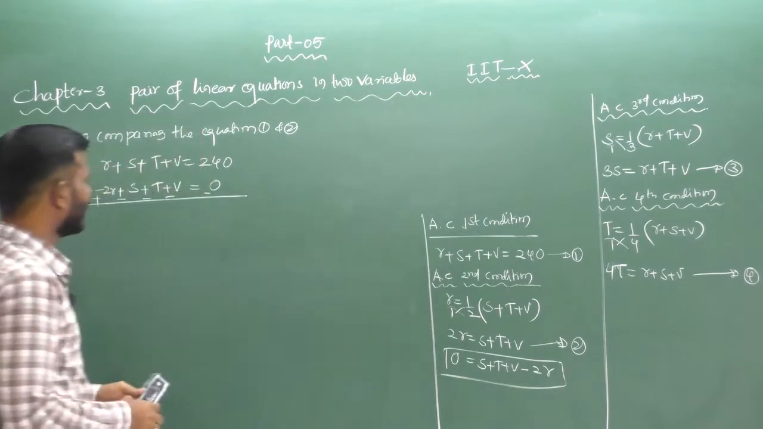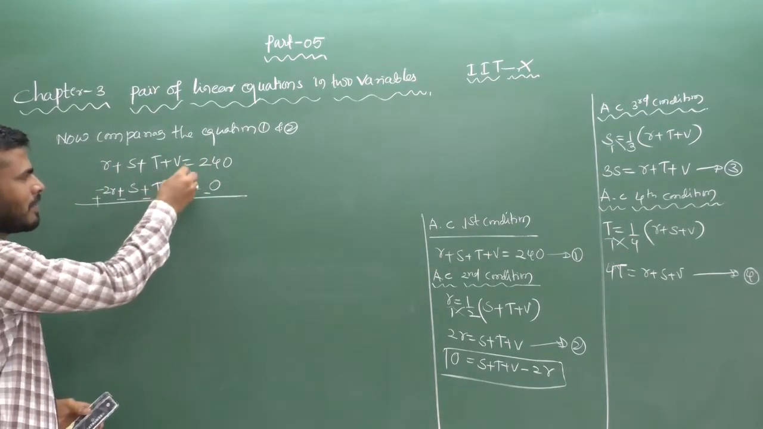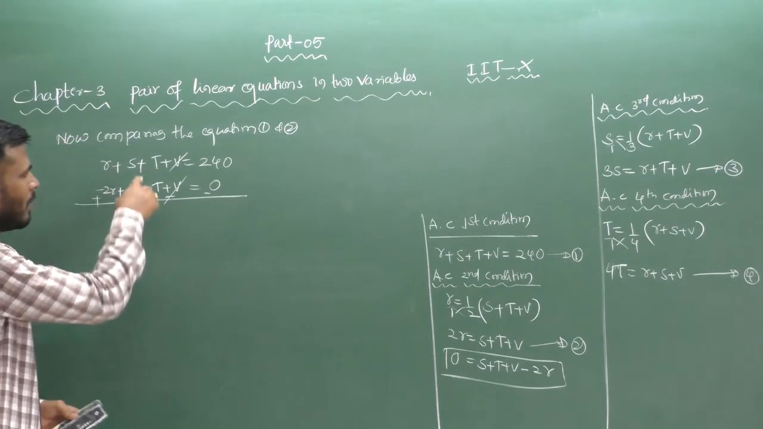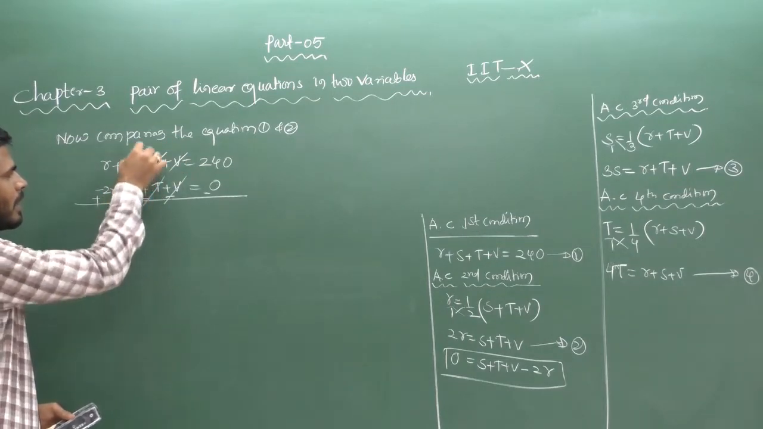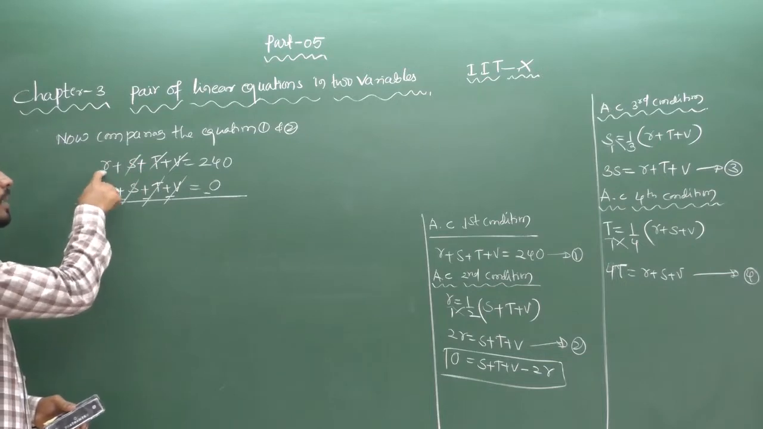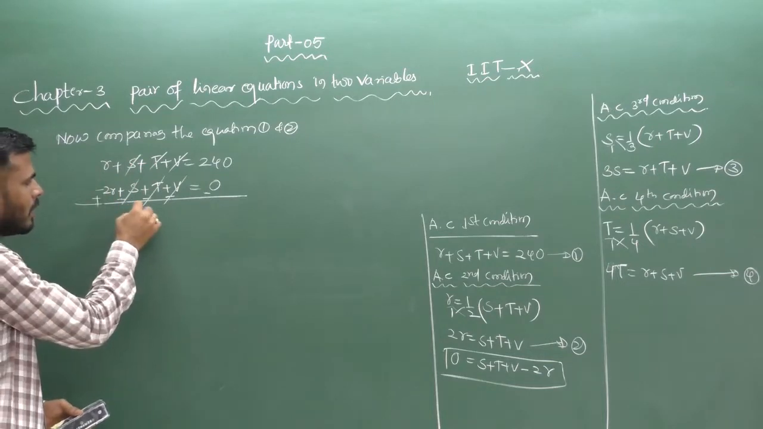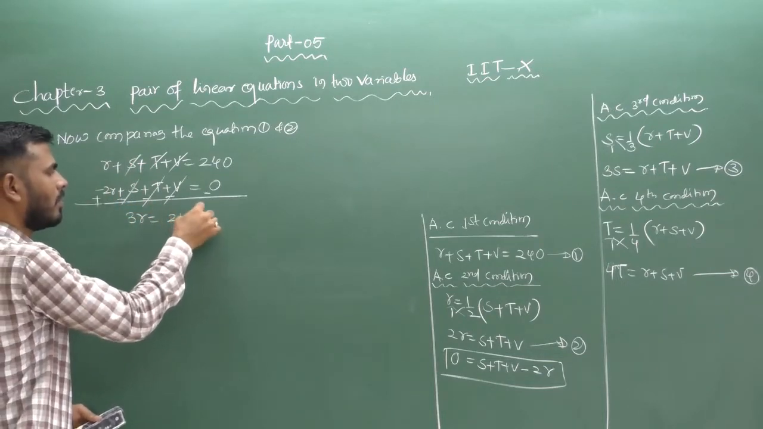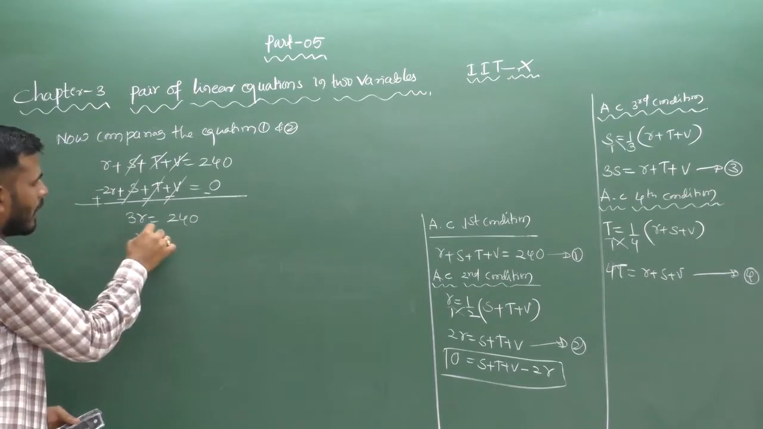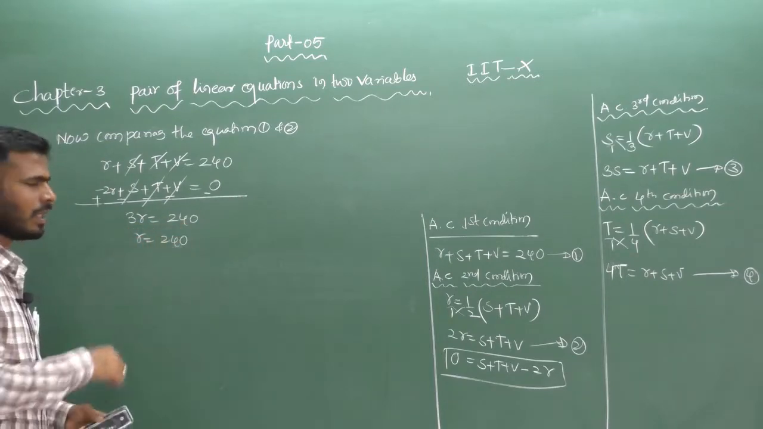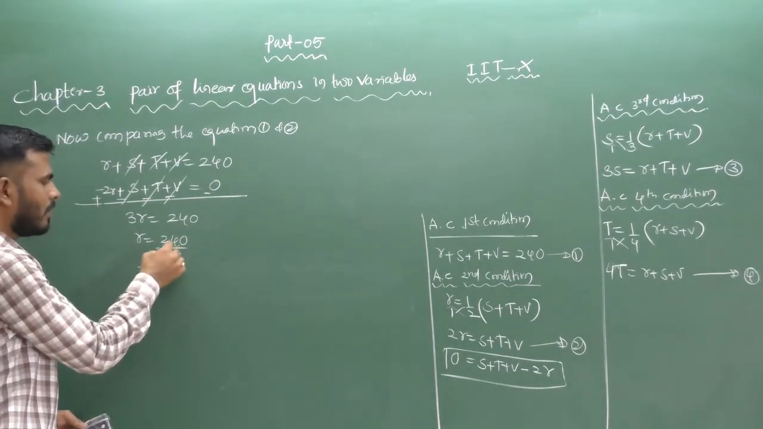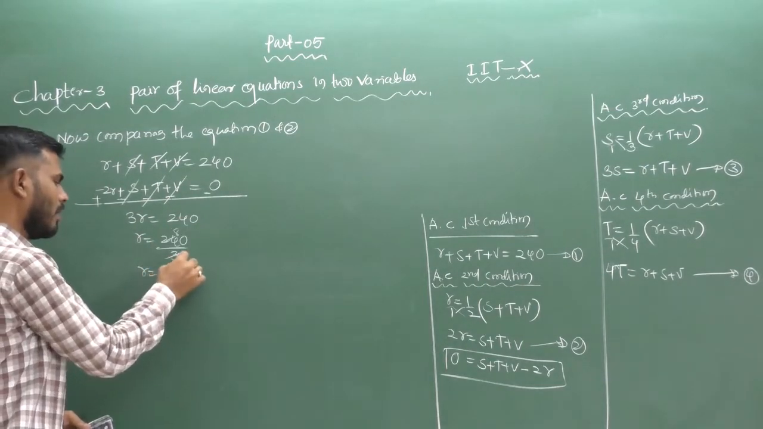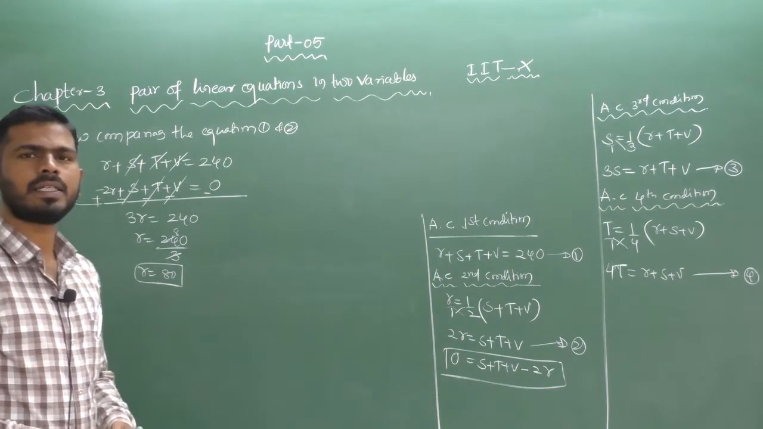Next one is, see here plus v minus v gets cancelled. Next plus t minus t gets cancelled. Next plus s minus s gets cancelled. So here plus 2r, this is r. How much? 3r equal to 240. Next r equal to 240 divided by 3. 3 eights are 24, so R value is 80.